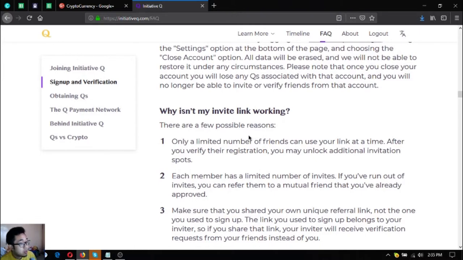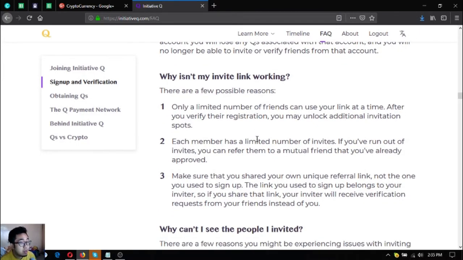Okay, so why isn't my invite link working? There are a few possible reasons. Number one, only a limited number of friends can use your link at a time. After you verify your registration, you may unlock additional invitation spots. Number two, each member has a limited number of invites. If you've run out of invites, you can refer them to a mutual friend that you've already approved. Number three, make sure that you use your own unique referral link, not the one you used to sign up. The link you used to sign up belongs to your inviter, so if you share that link, your inviter will receive verification requests from your friends instead of you.